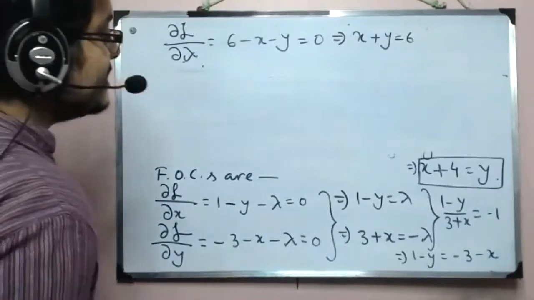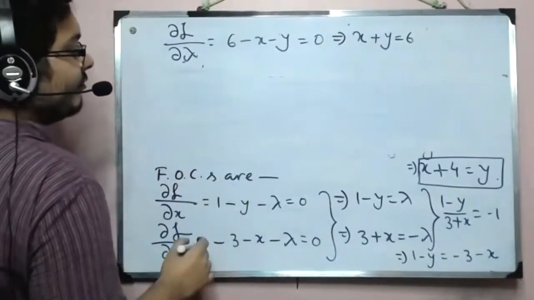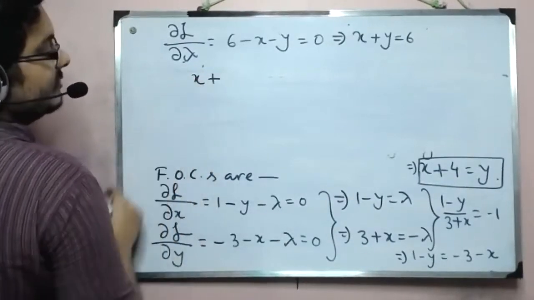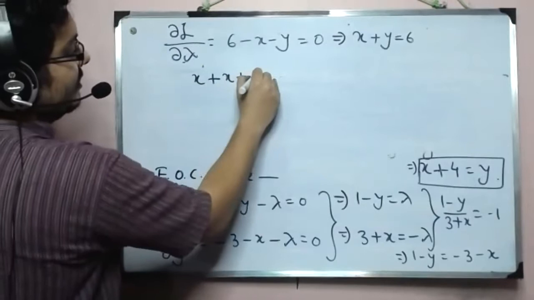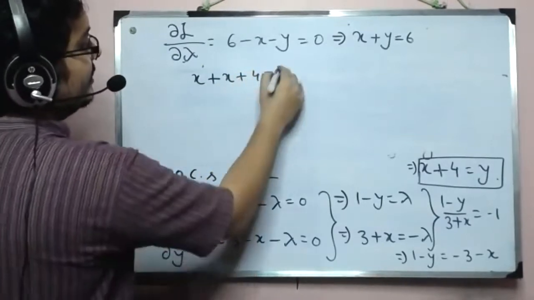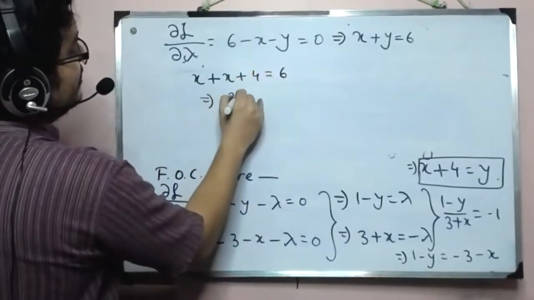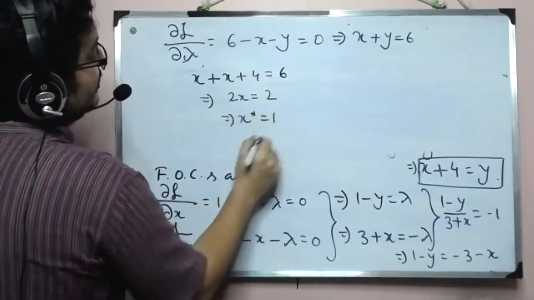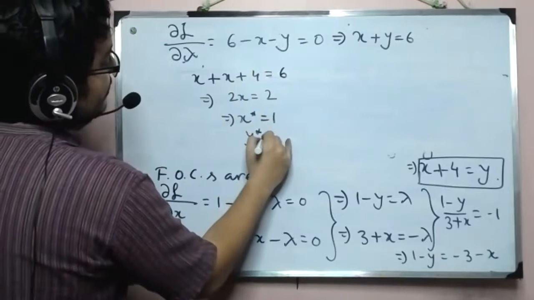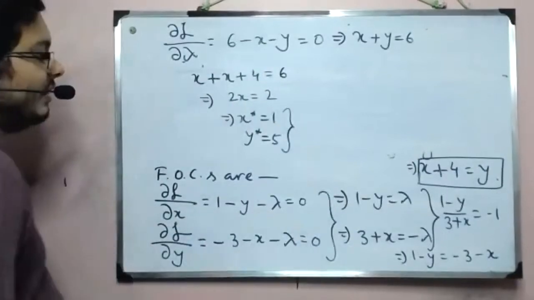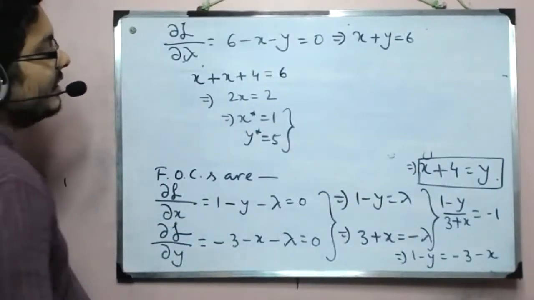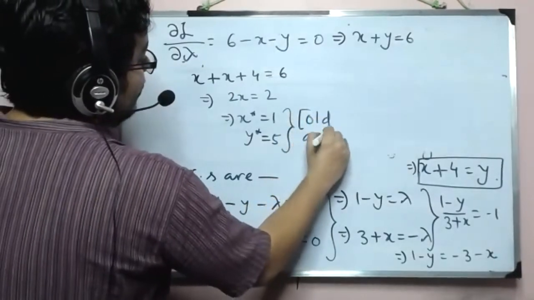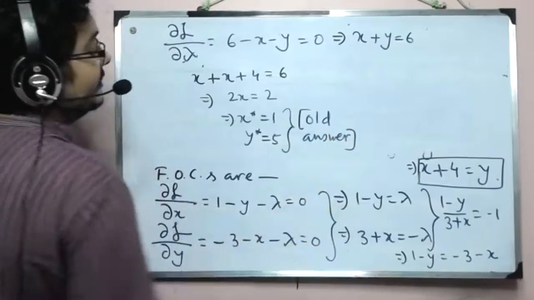Now if I simultaneously solve them, it's pretty simple. x plus 4 equal to 6, so that makes 2x equal to 2, x star equal to 1, and y star equal to 5. So that means we have got the old answer. We are correct here.